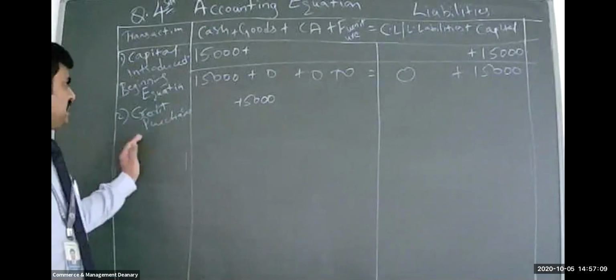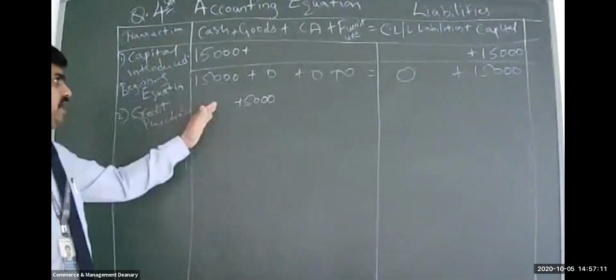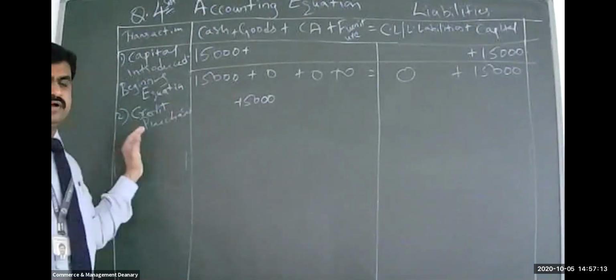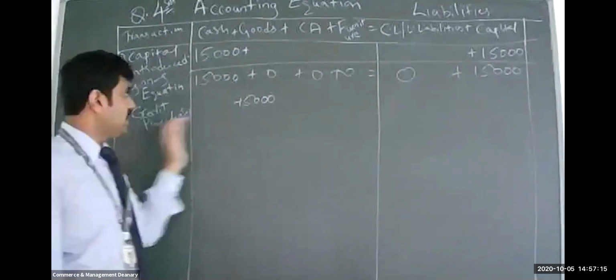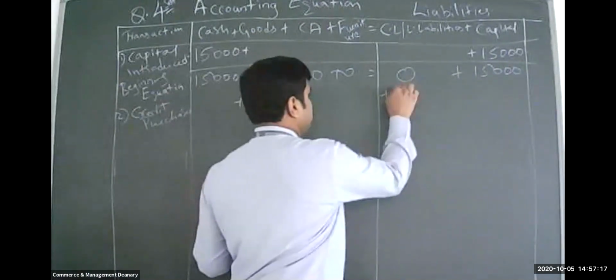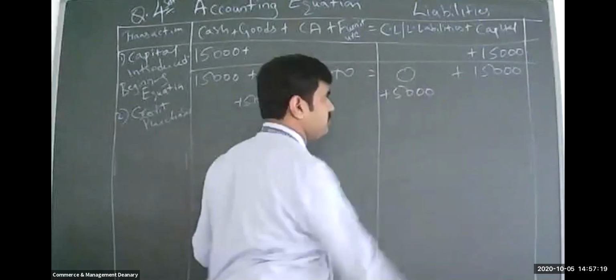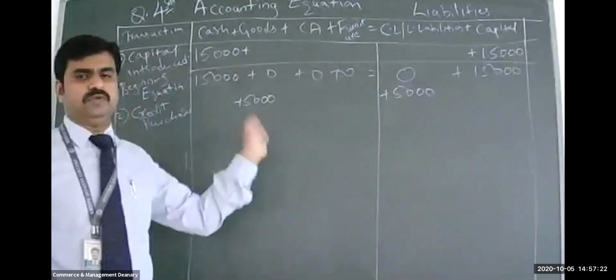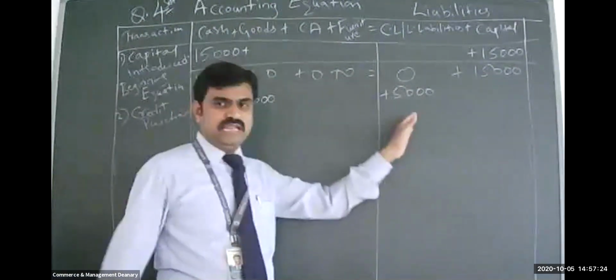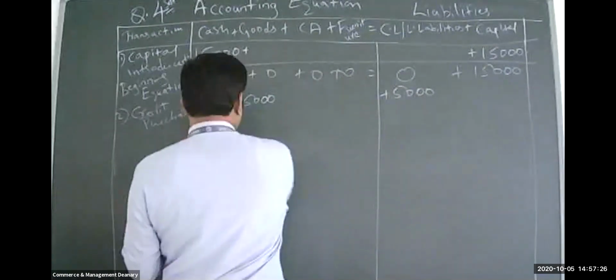Since it is purchasing on credit, cash is not going out. But what are you creating? You are creating a current liability, plus 5,000, which you are supposed to pay in the future. So it becomes a liability. So add this now to the equation.